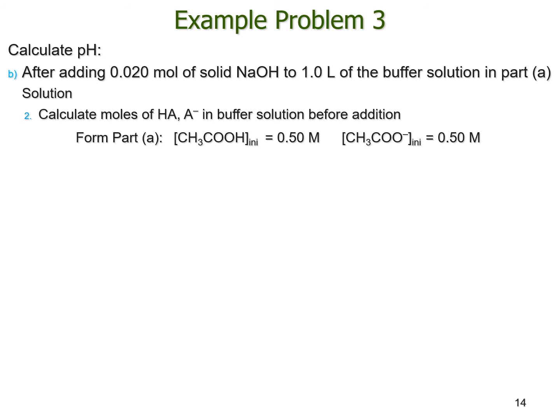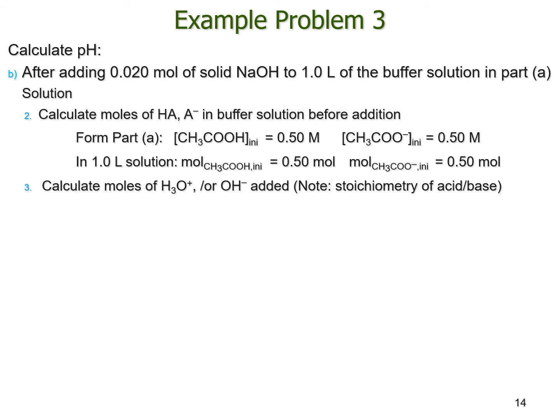All right, so from part A, we know the initial concentration of this pair of conjugates as 0.50 molar for each. With 1 liter of solution, moles times 1 liter, right? So the value doesn't change, but we're going to change the unit. So instead of molarity now, we have moles. So we have initial moles of a weak acid, initial moles of its conjugate, 0.5 moles for each.